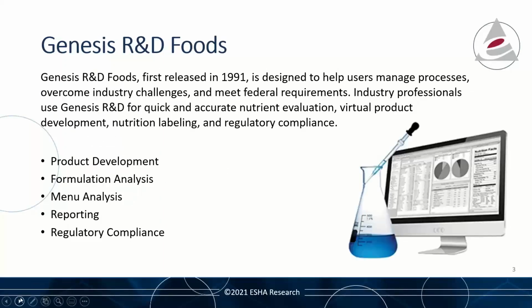Genesis R&D was introduced in 1991 to help address the need for convenient formulation analysis and formatting the NLEA food labels for US regulations. Over the years, Genesis has remained a go-to standard for product development, recipe analysis, and nutrition facts creation, as well as now restaurant menu analysis and reporting. We offer label modules to prepare compliant labels for the US, Canada, Mexico, and the EU. Today we'll be demonstrating Genesis Foods version 11.10.